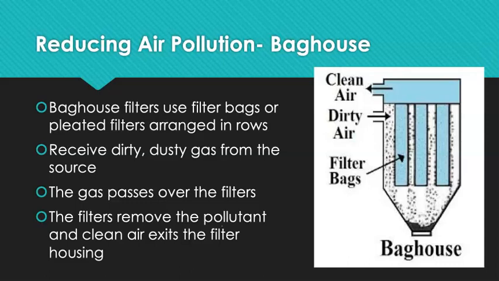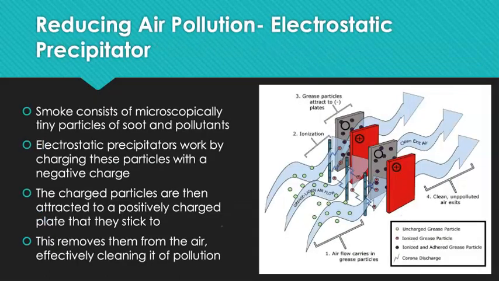Those bags or filters are going to receive dirty air, and as it flows through those bags, the bags will help collect any of the particulate matter or pollutants that we do not want released into the air once that air is released from the industrial facility itself. So the filters help take that out, and then clean air is able to be released from that baghouse filter's housing. Another type of industrial filter is the electrostatic precipitator.